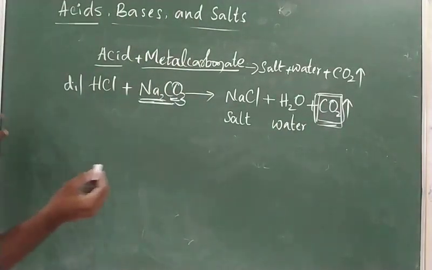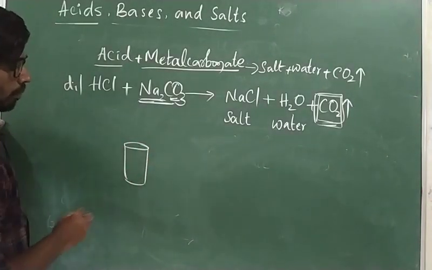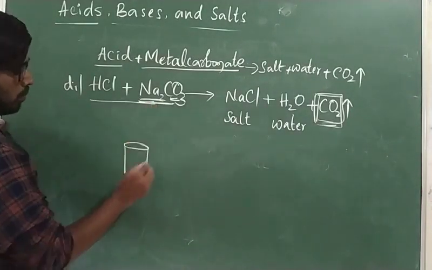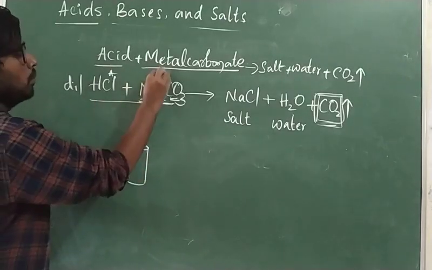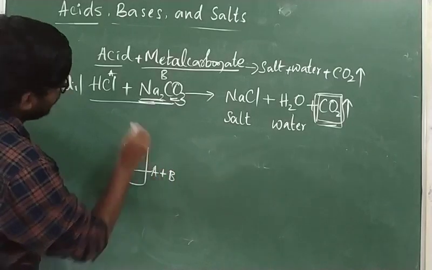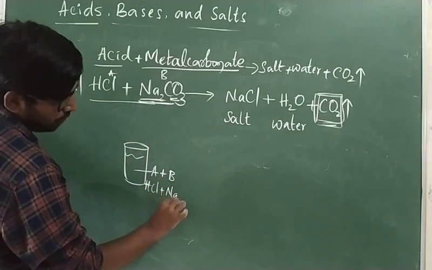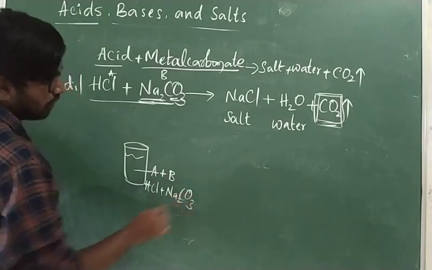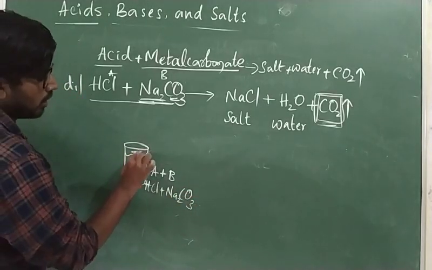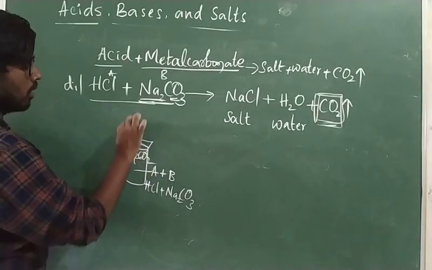Okay, so we are taking a test tube, and here we are taking two reactants. Suppose this is A and B. Mixture A plus B is nothing but HCl plus Na2CO3. If you add them here, we will get carbon dioxide gas. We will close it with a rubber cork.